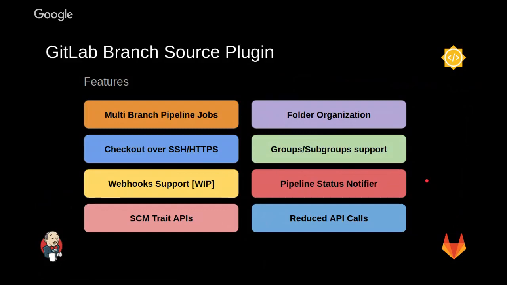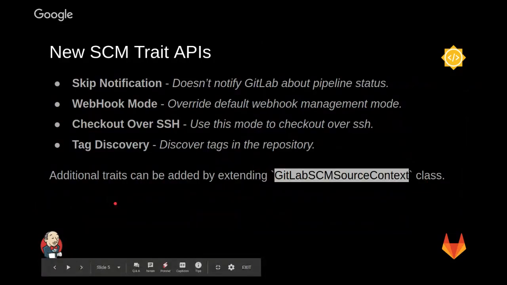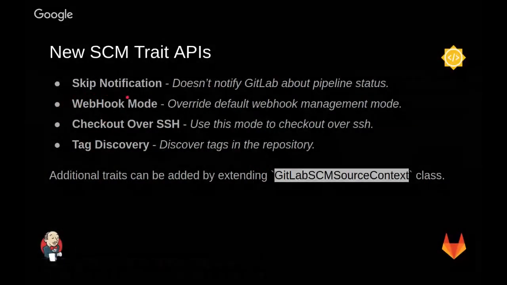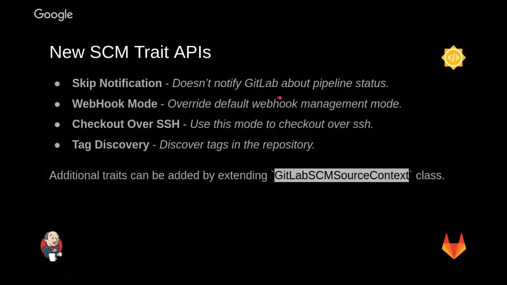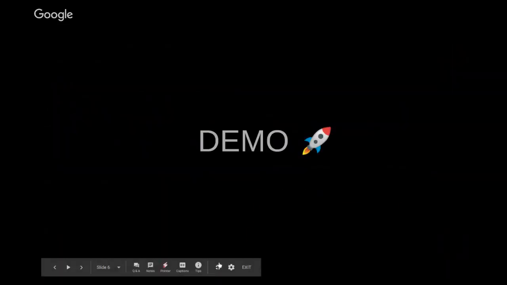Here's a list of SCM trait APIs. For example, skip notification allows your pipeline status not to be notified to the GitLab server, and similarly webhook mode, checkout over SSH, and tag discovery. For further extensibility, we can also add additional traits by extending this GitLab SCM source context class. Okay, it's demo time.